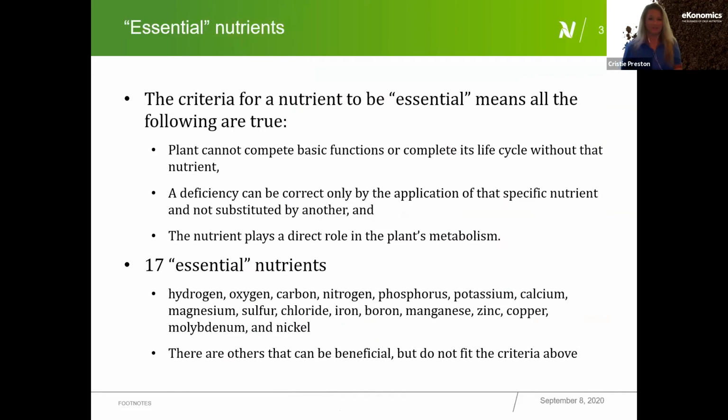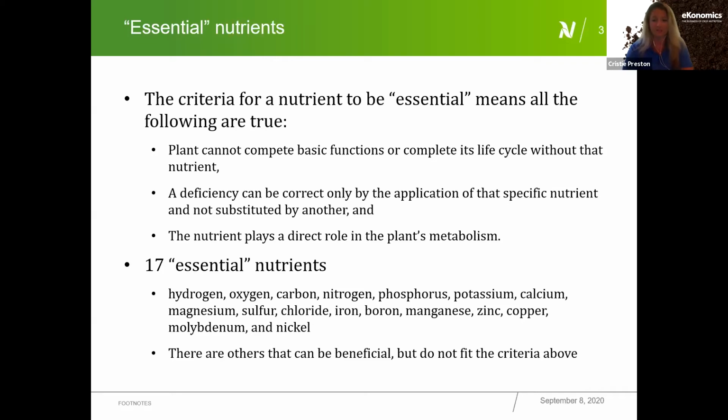So what is the criteria for an essential nutrient? The plant has one goal in life, and that is to produce viable seed. If it doesn't do that, it's kind of failed at its major job. For an essential nutrient, the plant can't perform basic functions without that nutrient. It can't finish its life cycle. And if you have deficiency symptoms of a particular nutrient, you're not going to be able to substitute another one for it. We'll talk more about sulfur and nitrogen here in a little bit.